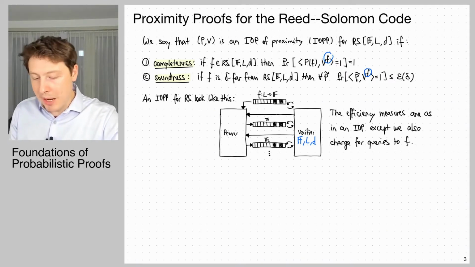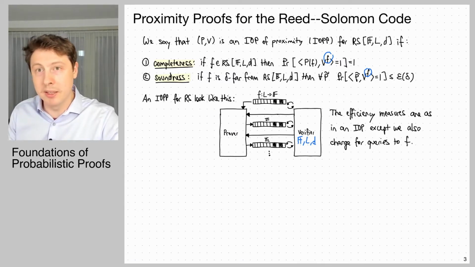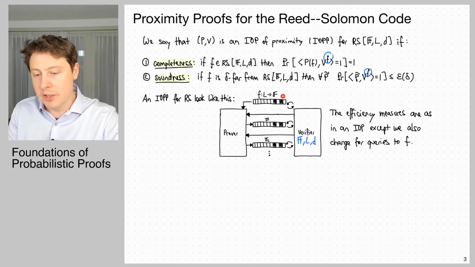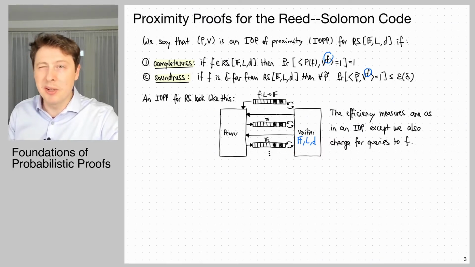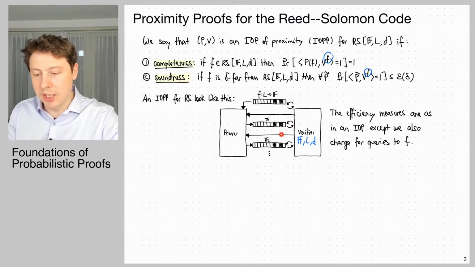And the efficiency measures for discussing these objects are the same as the ones we've been discussing with IOPs, except that now the query complexity will additionally count queries to the original object as well. Okay, so the total query complexity needs to be small across all oracles. Otherwise, you can sort of cheat, right? For instance, if you could just send me the polynomial here, and I could do an identity test between the polynomial and this one, right? So I really need to charge you for the queries across all oracles, all right?